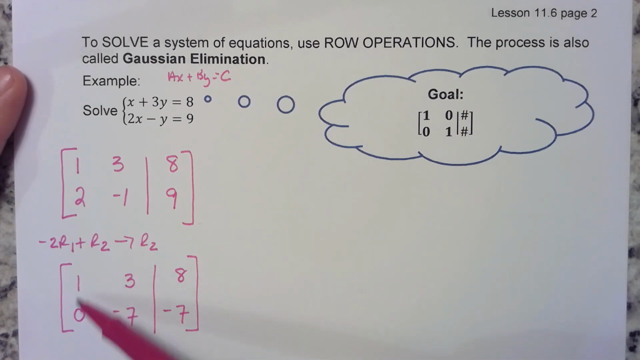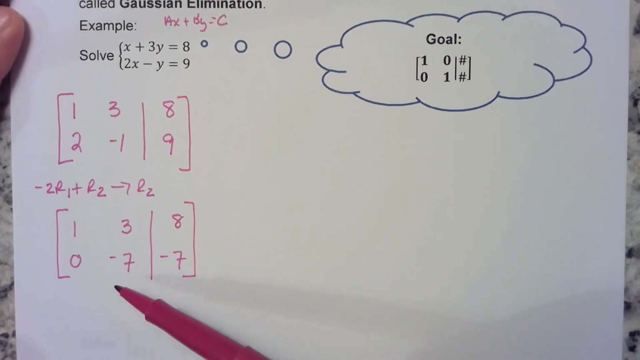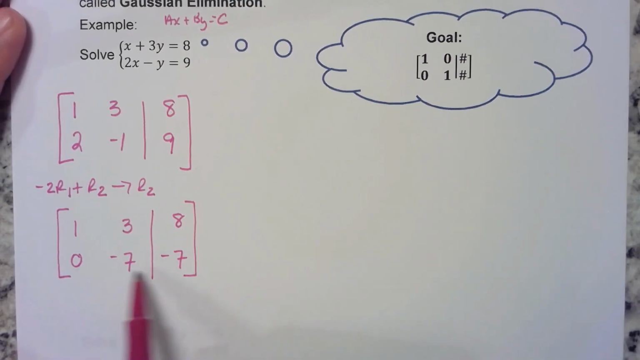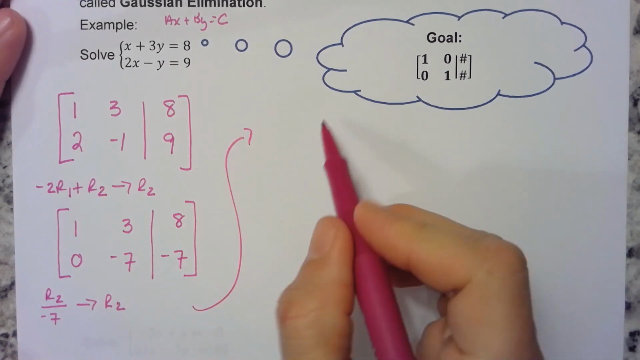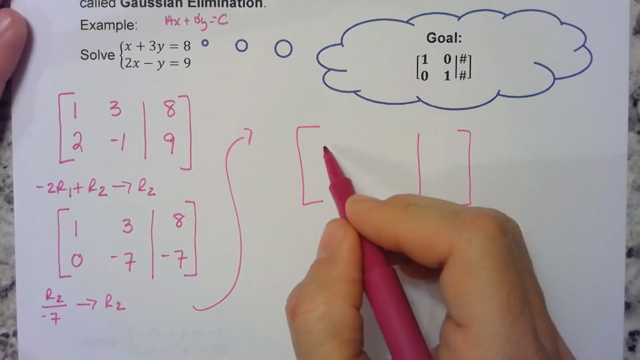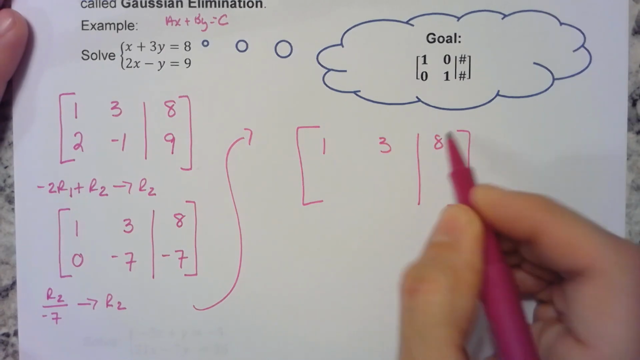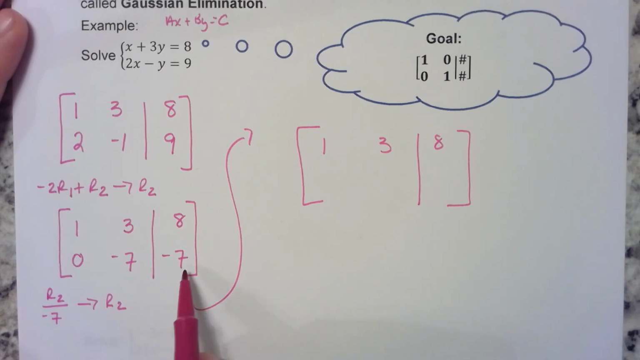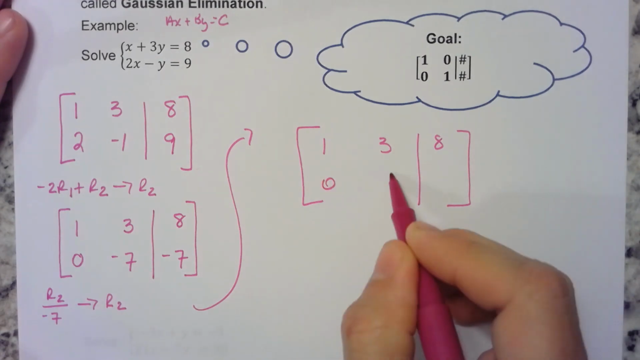So we have our 1 and our 0. Now we need our 1 here. To get a 1, you're only allowed to multiply or divide. This is row 2. So I take row 2, divide it by negative 7, because that will give me a new row 2. That means row 1 stays the same. Everything in row 2, I divide by negative 7.